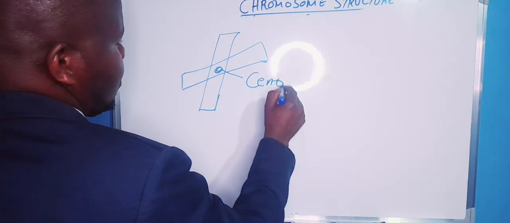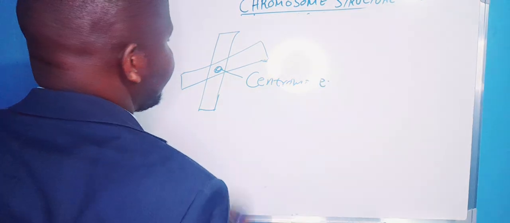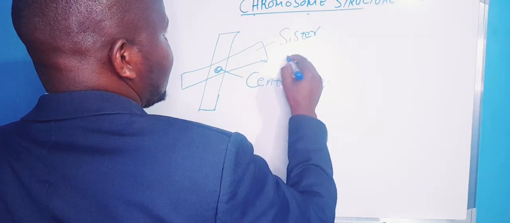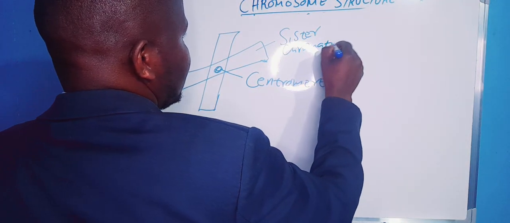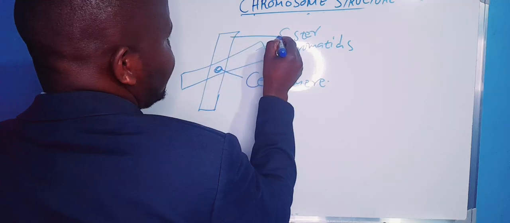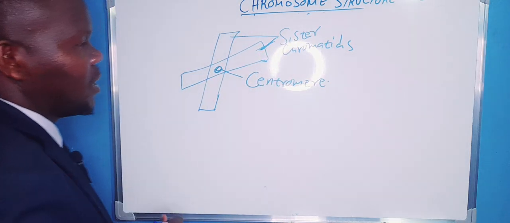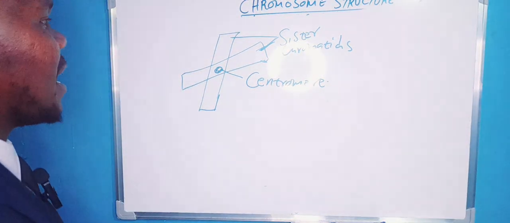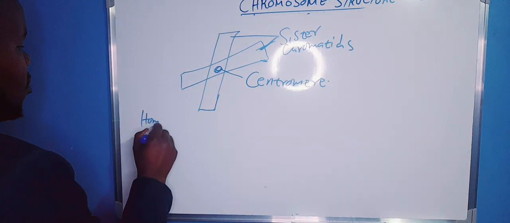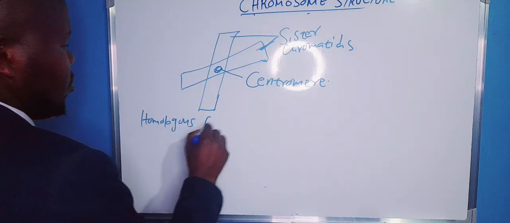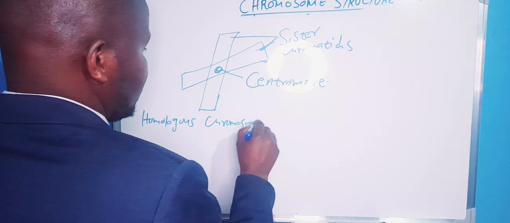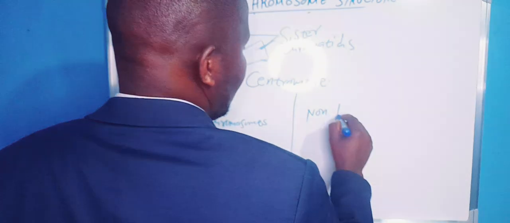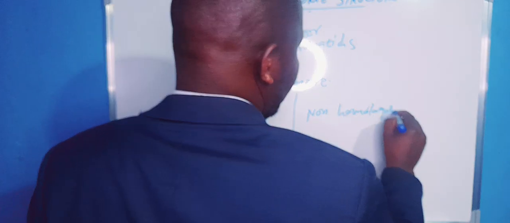This is what we call centromere. Then this one is sister chromatid. Or I can say chromatids when I join with this one. They become sister chromatids. This one is the centromere. We will have something called homologous and non-homologous chromosome. So we have homologous chromosomes. And we have what? Non-homologous chromosomes.